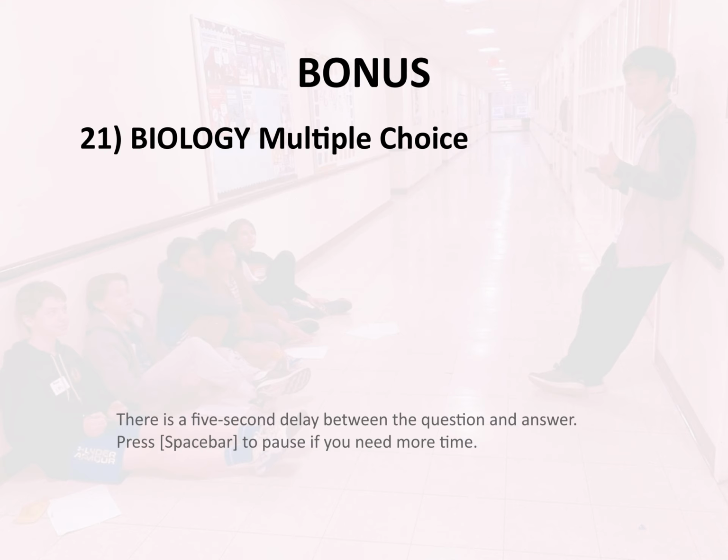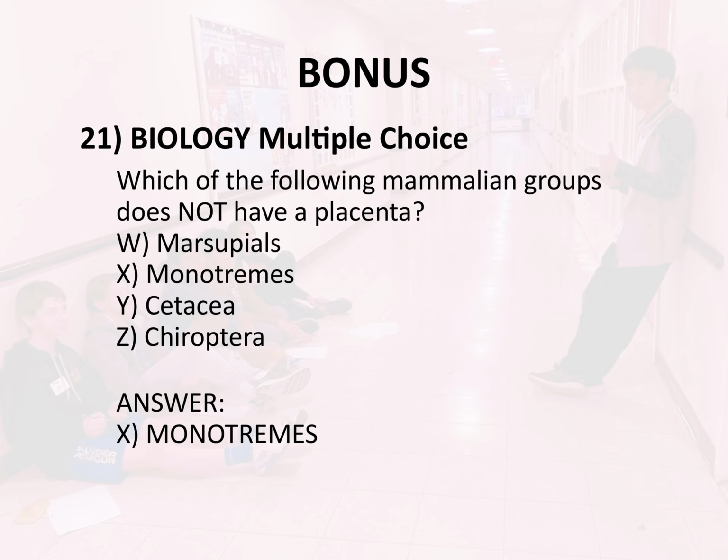Bonus, 21. Biology. Multiple choice. Which of the following mammalian groups does not have a placenta? W. Marsupials. X. Monotremes. Y. Cetacea. Z. Chiroptera. Answer. X. Monotremes.